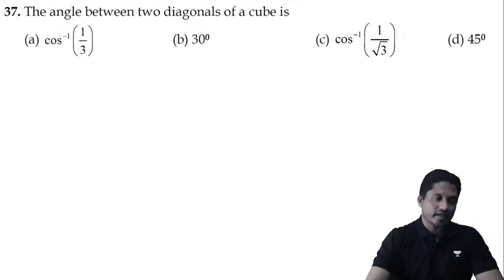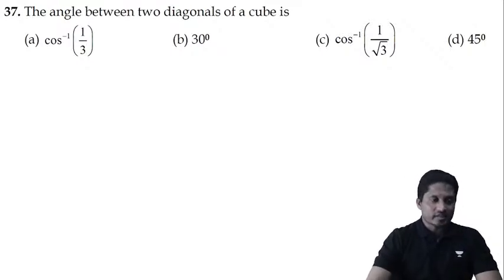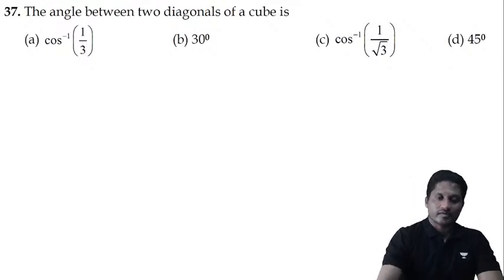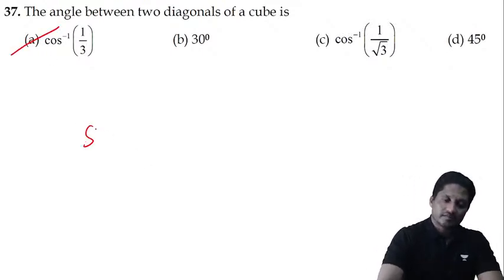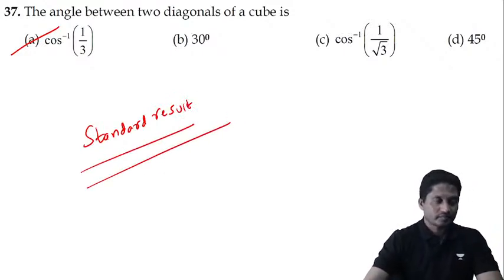Angle between any two diagonals of a cube. It's a standard CBSE result. It's a standard NCERT question, standard result, that the angle between any two diagonals of a cube is cos inverse of 1 by 3. We can prove it, but it's a standard result, so remember it as it is. Angle between any two diagonals of a cube is cos inverse of 1 by 3. Answer is option A.